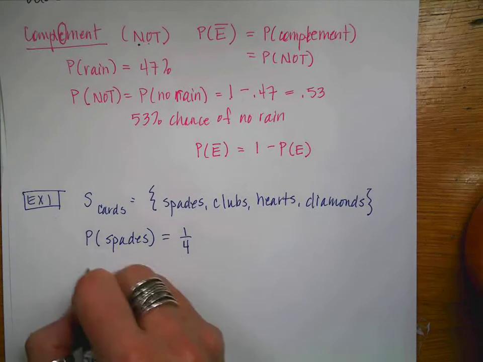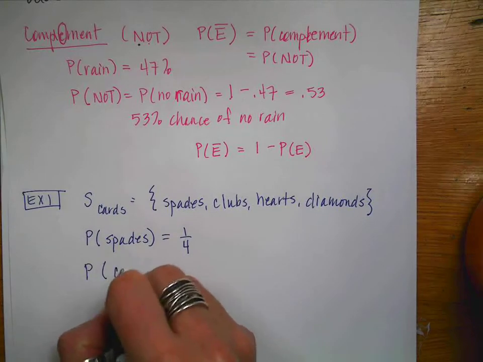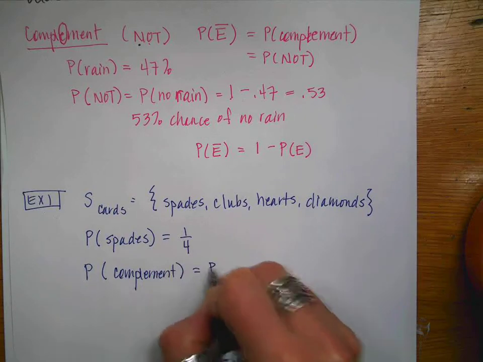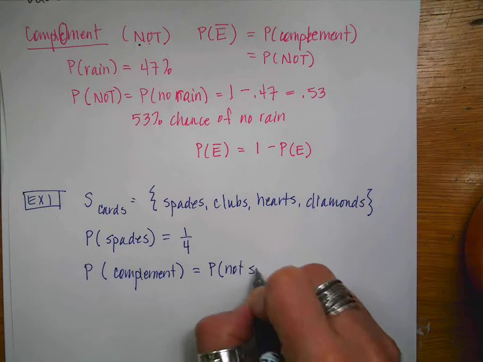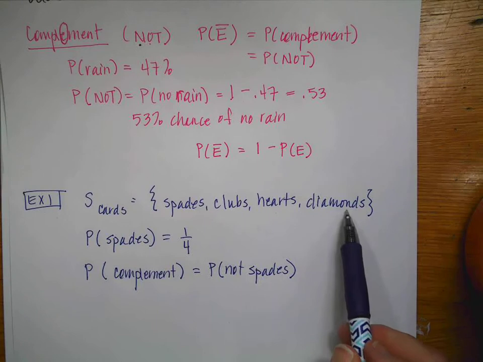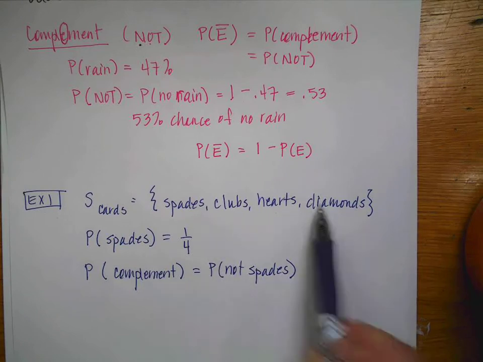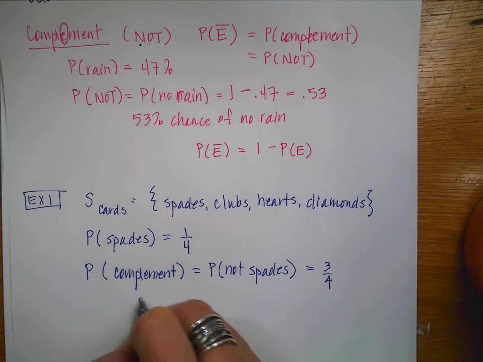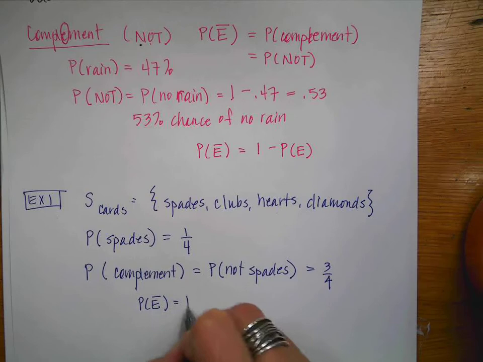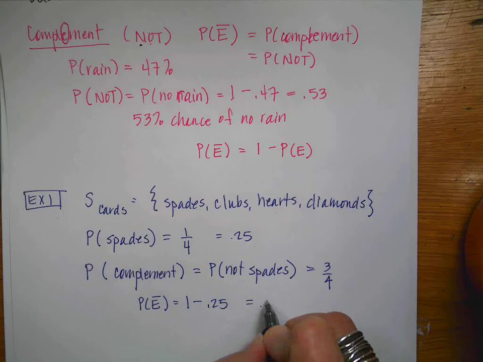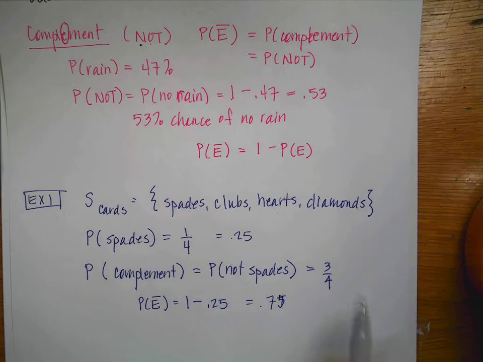Okay, well then what is the probability of the complement, which would be the probability of not spades? And in this one, because it is such a small sample space, we could just count. It would be 1, 2, 3. So it would be 3 out of 4. And if we just confirm, our probability of E bar would be 1 minus 0.25, because this is 0.25, and I would get 0.75, and 0.75 is 3/4.